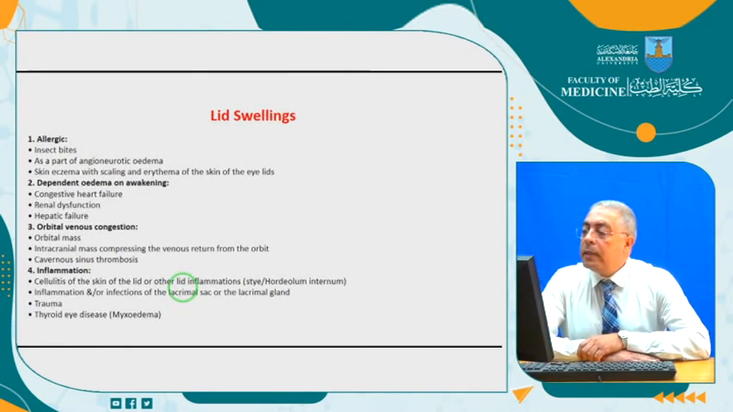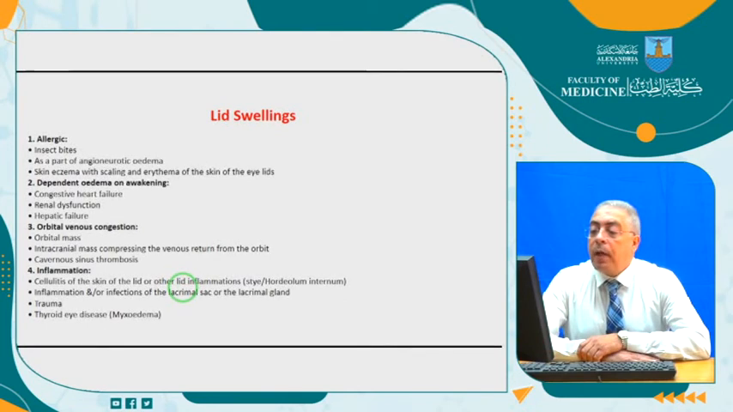Another topic you should know is lid swelling. When our eyelids get a swelling, it may be due to allergy like insect bites, angioneurotic edema, eczema, or inflammation of the skin. Sometimes the swelling is due to dependent edema on awakening in cases of congestive heart failure, renal failure or hepatic failure. Sometimes orbital venous congestion, like compressive lesions or cavernous sinus thrombosis.